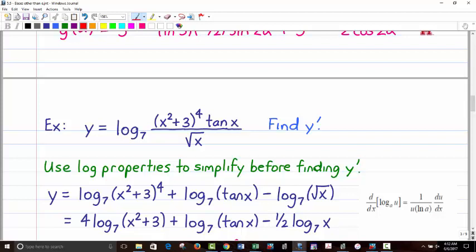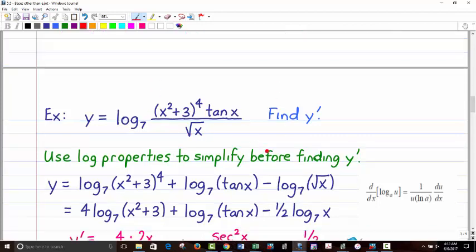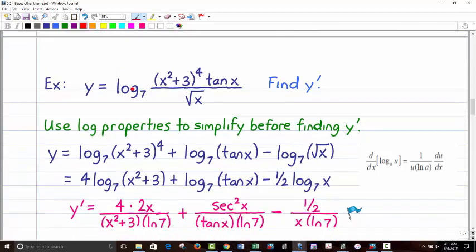So since we have division here, we've learned before that anything in the numerator is going to be plus, and anything in the denominator is going to be minus. So I'm splitting this up using log base 7. So there's the first term, (x squared plus 3) to the 4th, plus log base 7 of tan of x, and then minus log base 7 of the square root of x.